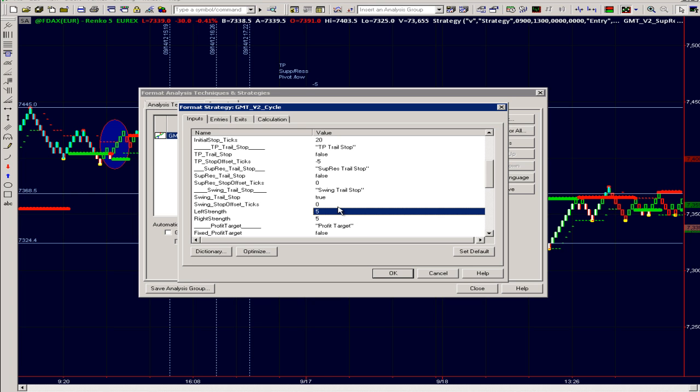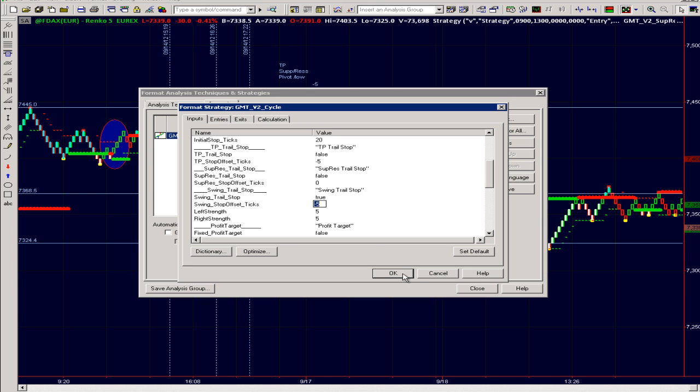Now, not many people, in my experience, use the swing trail. And I think that if you spend a little bit more time nurturing it and using it, or at least testing it, you'll find that it actually does work really well on some of the strategies. But remember too that when you're looking at these stops and testing them, you've got to find something that suits your style, and something that suits your risk appetite as well.